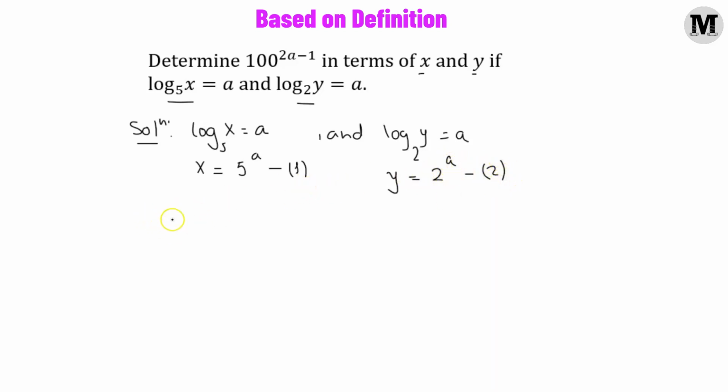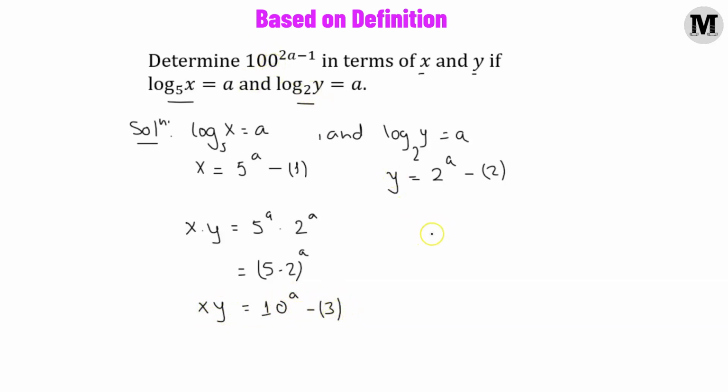Let's do one thing. Let's multiply 1 and 2. If we multiply 1 and 2, we have x times y. So that will be 5 raised to the power of a times 2 raised to the power of a. Fine. So this will be equal to 5 times 2 whole raised to the power of a. 5 times 2 is simply 10. So we have 10 raised to the power of a, and that equals xy. Let's call that equation number 3.